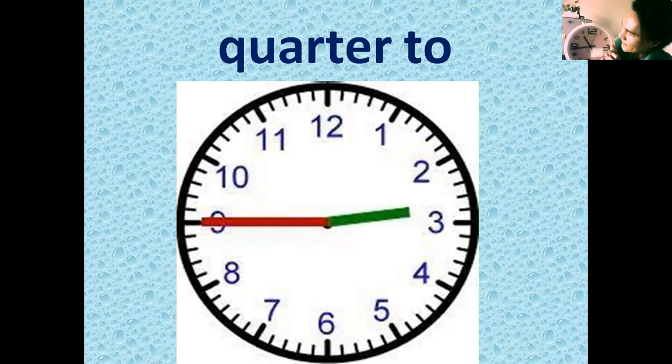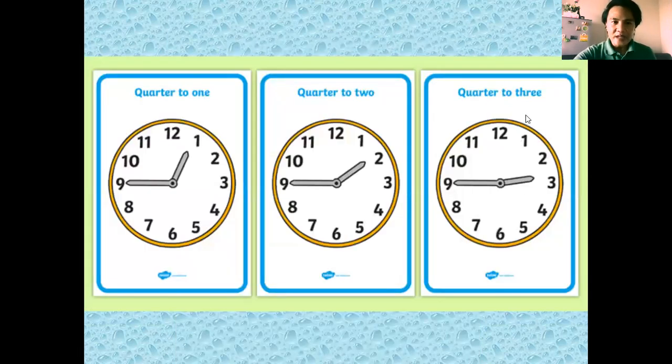Okay, that's it. It's pointing to number 9. That is quarter to. Now for our examples, look at these three clocks.